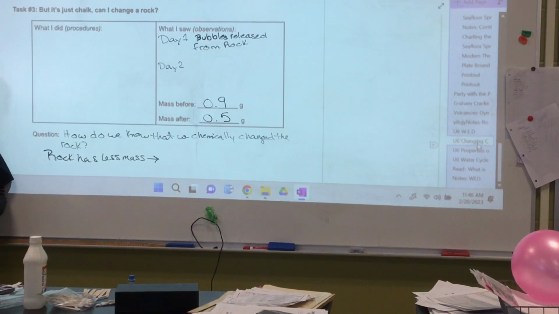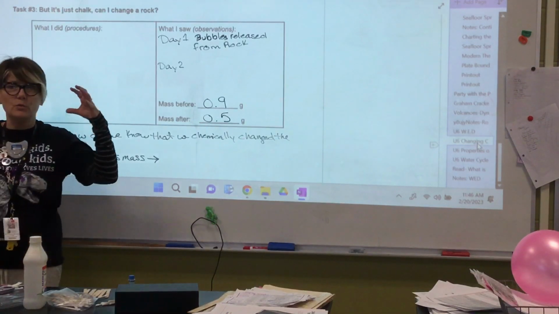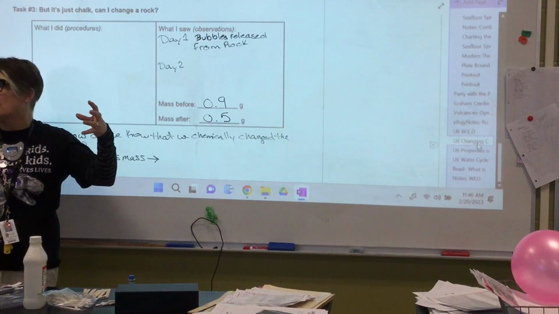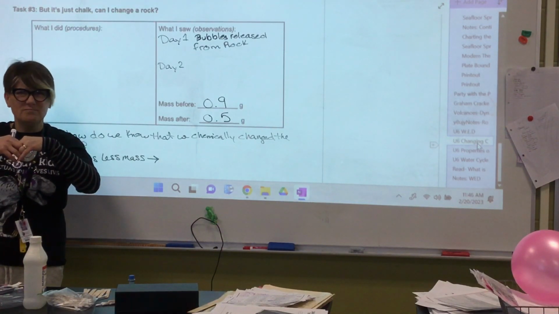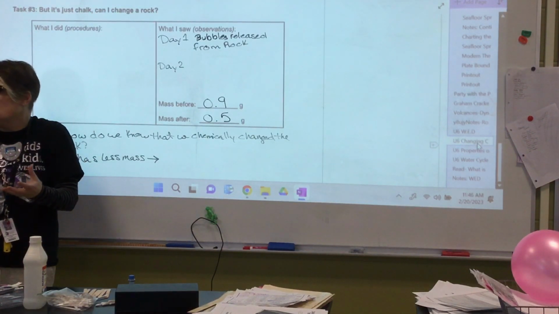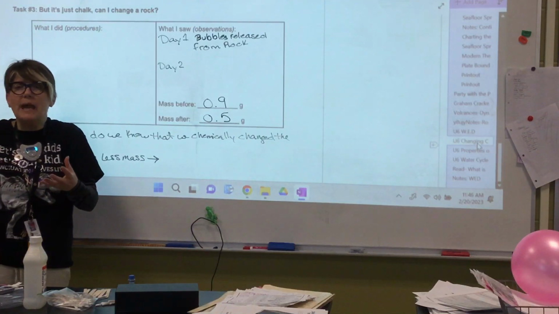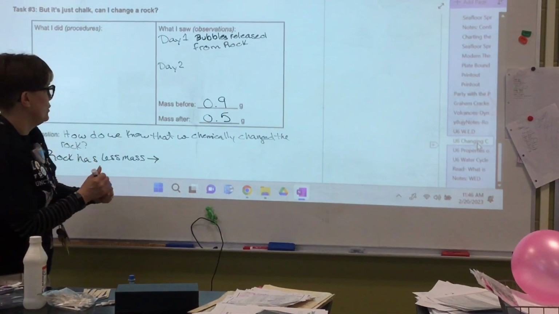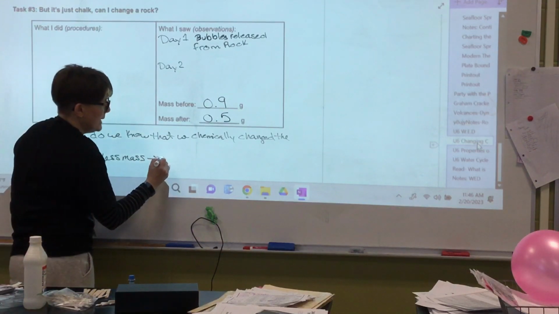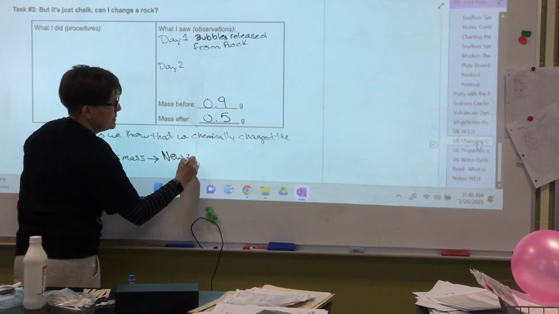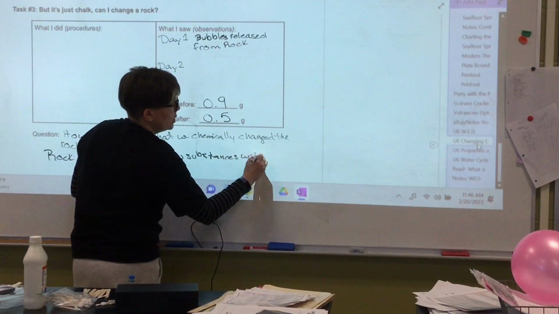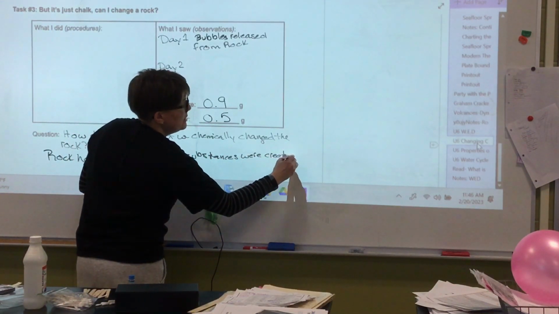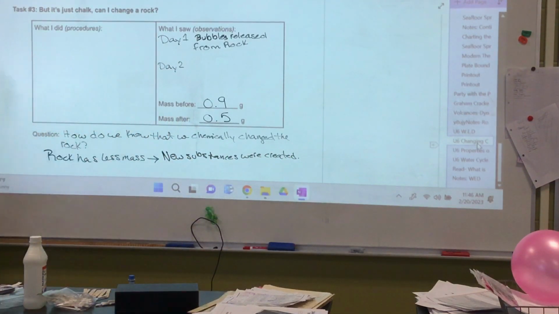Mass, okay, yeah. But it changed itself. It's chemically changed. What happened was we had two things. We had vinegar and we had the rock. They combined together. And did anybody see any crusty stuff? Did you see cloudy stuff in the water? Yeah, so that means we had new substances that were created. The rock has less mass and new substances were created.